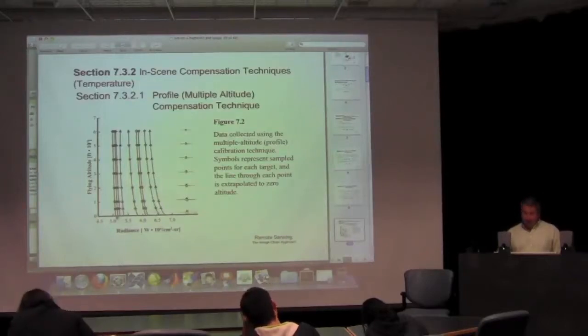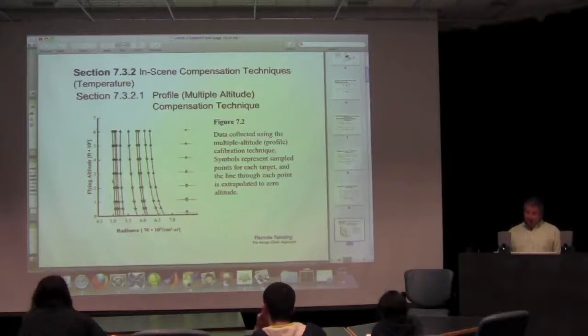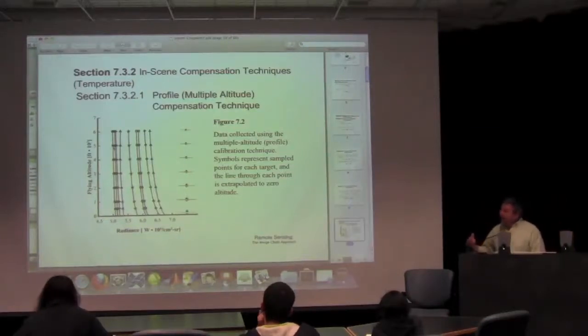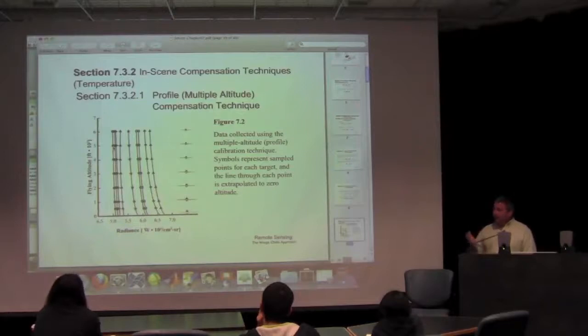So this target on the ground that was emitting about 5.1 radiance units here is emitting slightly less as you went up to about half a kilometer, slightly less as you went up to 1 kilometer, slightly less 2, 3, 4, 5, 6 kilometers. You name the number of altitudes that you want to fly. But as you get higher and higher, typically the radiance gets smaller and smaller because the transmission gets lower.